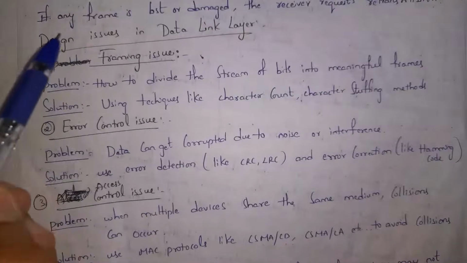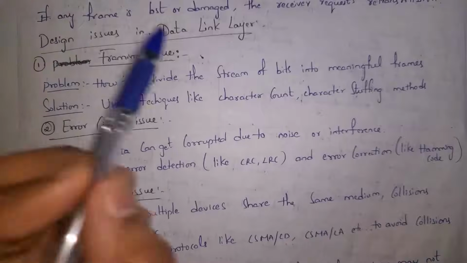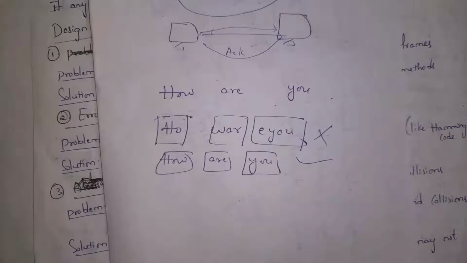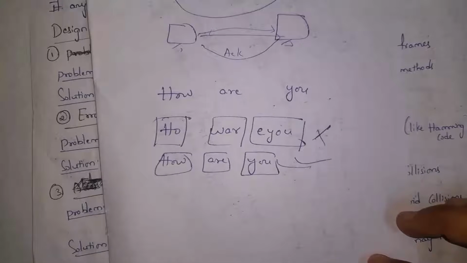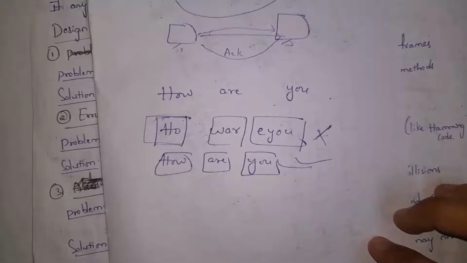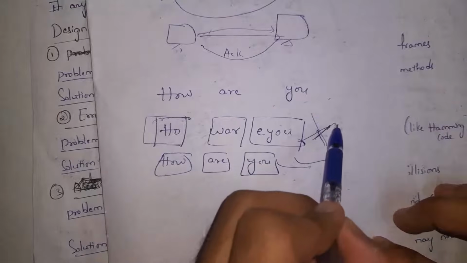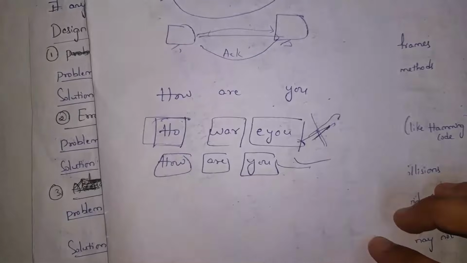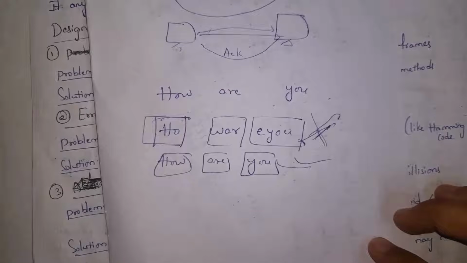Next I will explain design issues in the data link layer. The first one is the framing issue. Guys, the data link layer will divide our data into frames. The data link layer must divide our data into meaningful frames. If the data link layer divides our data meaninglessly, the receiver will not understand the message. That is why the data link layer needs to frame our data meaningfully.